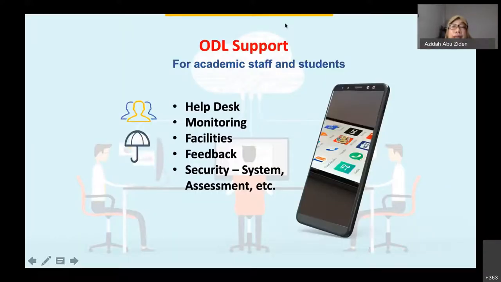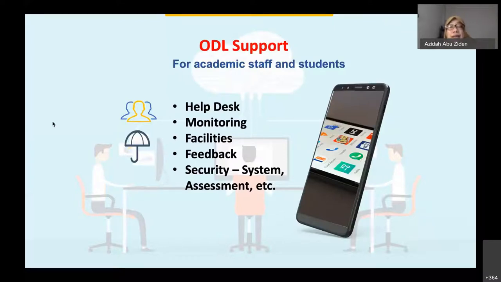And ODL support, you need to have the help desk, satu. Help desk for the students and for the lecturers to minta pertolongan lah, to seek help. And then help desk also monitors, for example, the platform, platform crash, server hang, and so on. So the help desk will be able to support that.